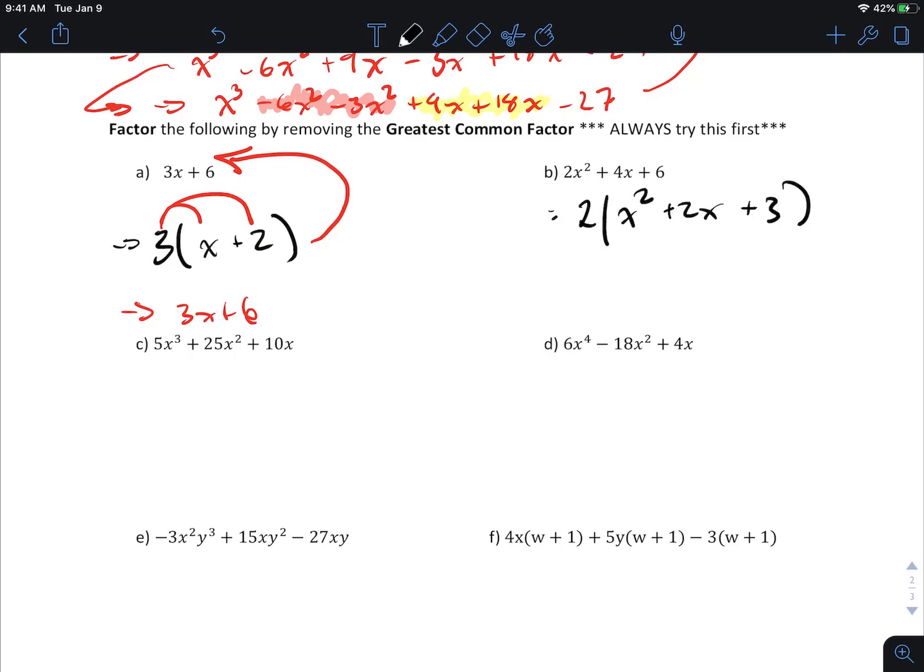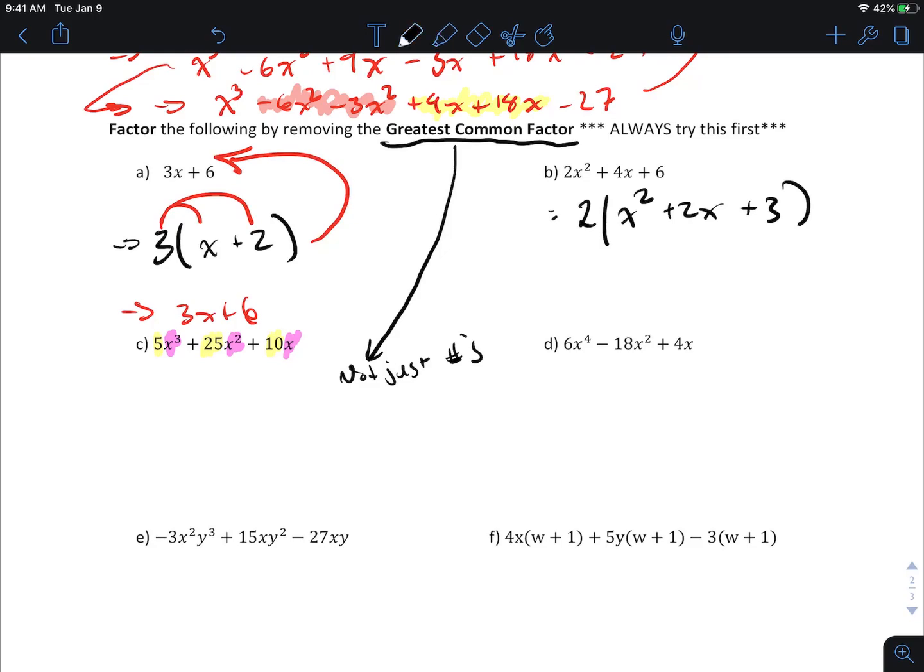Next one, a little bit different. Subtly different. So I'll use this opportunity to talk about how the greatest common factor is not just numbers, right? I see there's two things going on here. I see that there's a 5 common in all three of these, right? But then I also see that I can take an x out too, in all three of them, right?